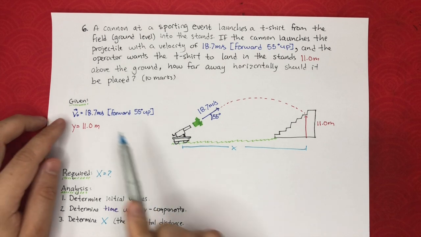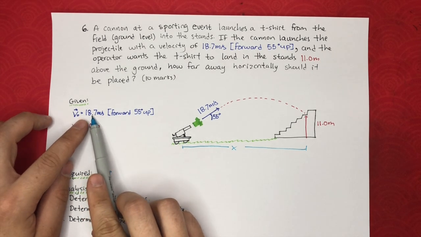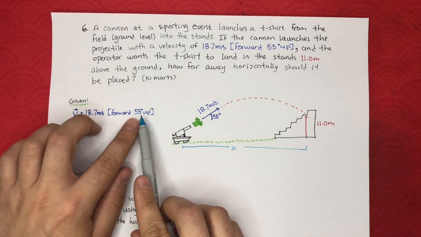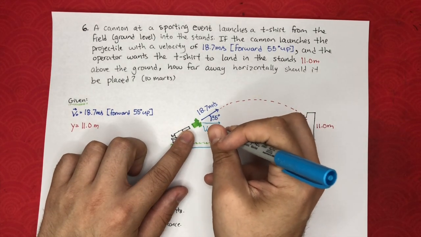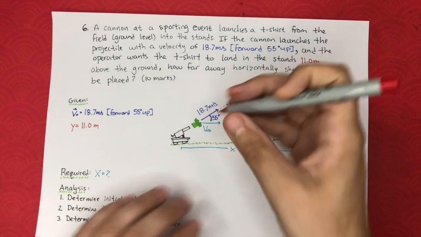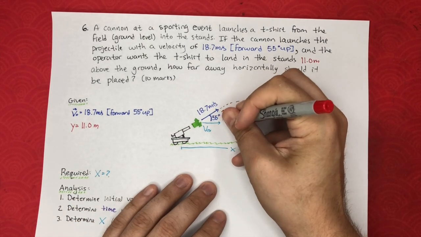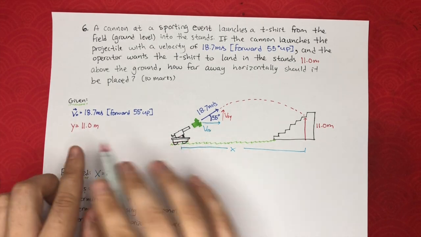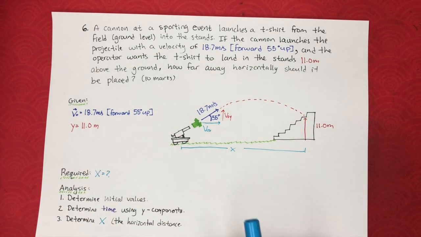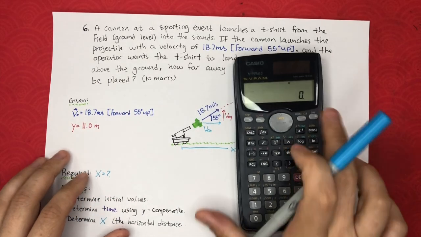How far away should this cannon be from where it lands in the stands? What information are we given? Well, we're given that the initial velocity is 18.7 meters per second, forward 55 degrees up. This means that it's going to be launched at an angle, which means it's going to have some initial x velocity, and it's going to have some initial y velocity. Let's do the calculation on those and put them right into the given section really quick, because we know we're going to need those later on in the problem.